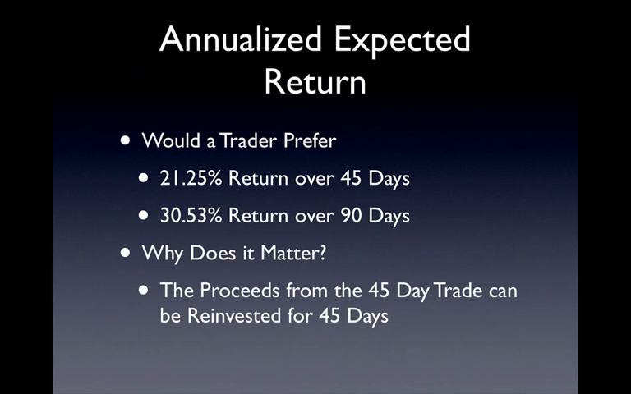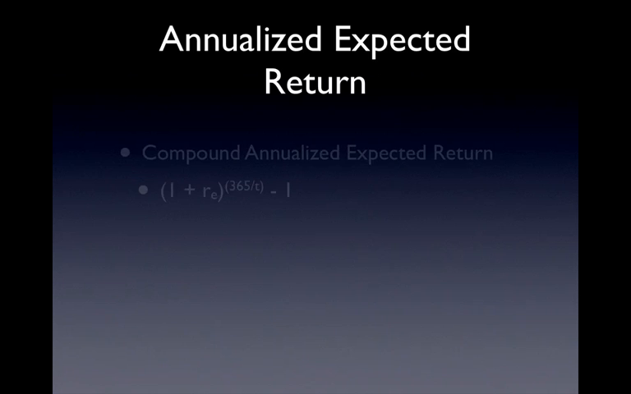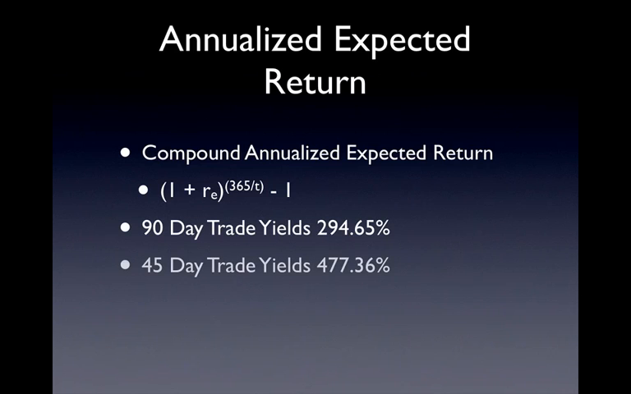The reason this needs to be considered is that the proceeds from the 45-day trade can be reinvested for the 45 days between the two expiration dates. This equation shows how to calculate the compound annualized return. Using this formula, the original 90-day trade yields 294.65% on an annualized basis, and the 45-day trade yields 477.36%. This shows that the 45-day call has an edge over the 90-day call, and the trader should prefer the new position.